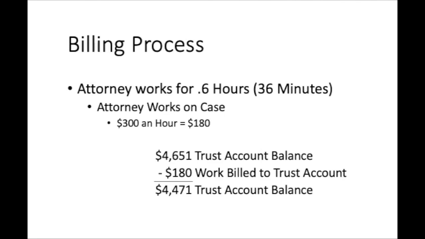So what that means is, let's say an attorney works 0.6 hours, which is 36 minutes on your case. So that could be various things. In this example, the attorney's billing rate is $300 an hour, which means that 36 minutes costs you $180. So from the previous example, you had $4,651 available in your trust account. That's your current balance. The attorney did some work on your case, 36 minutes in this example. $180 is going to be subtracted from that trust account balance of yours, which means you have a balance of $4,471 left in your trust account.